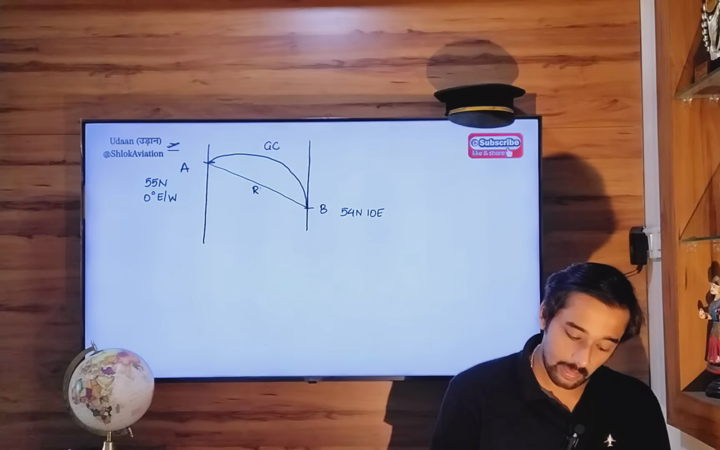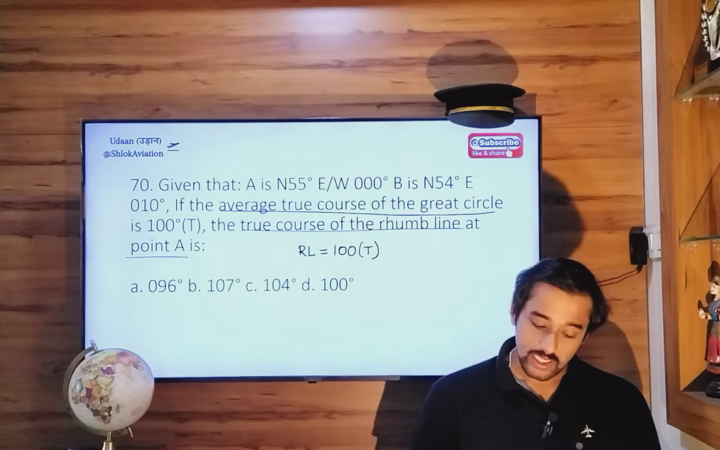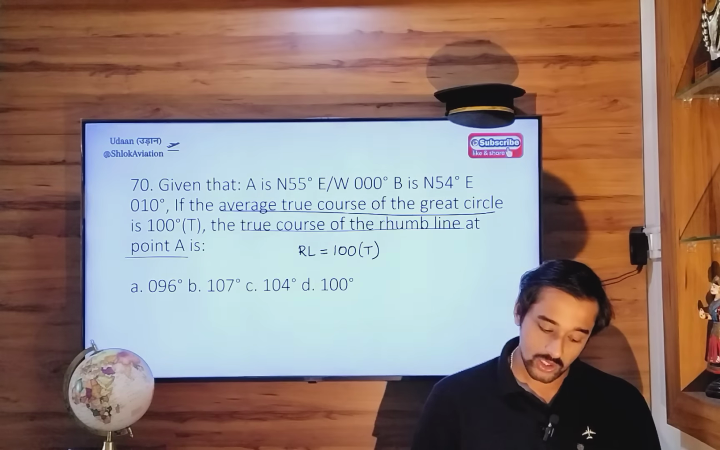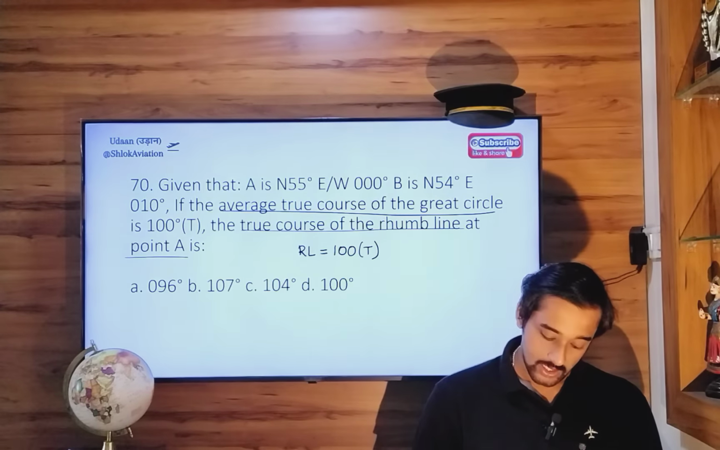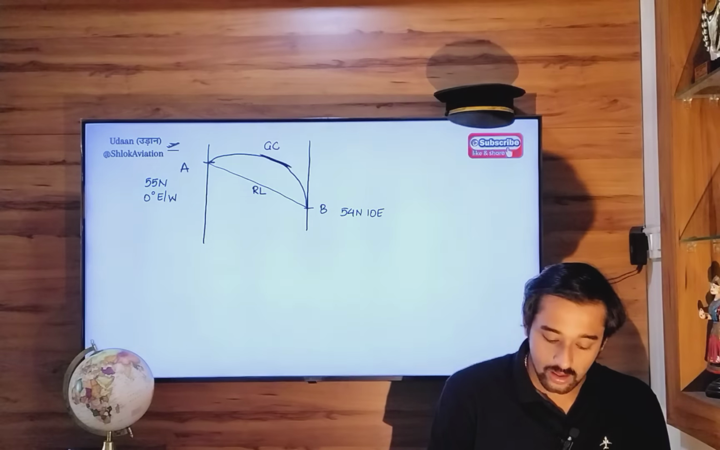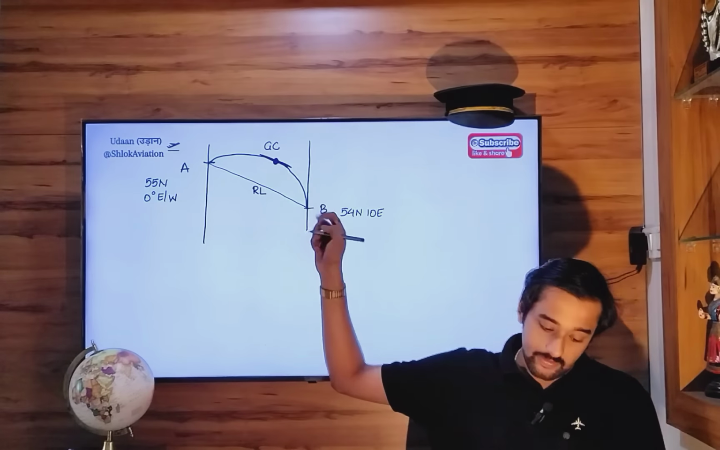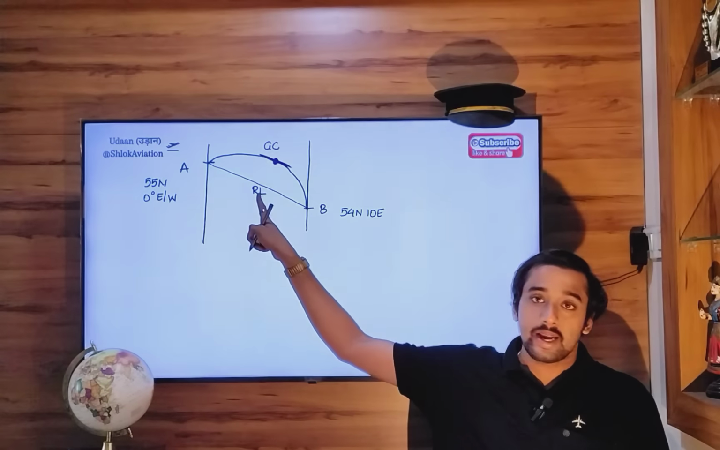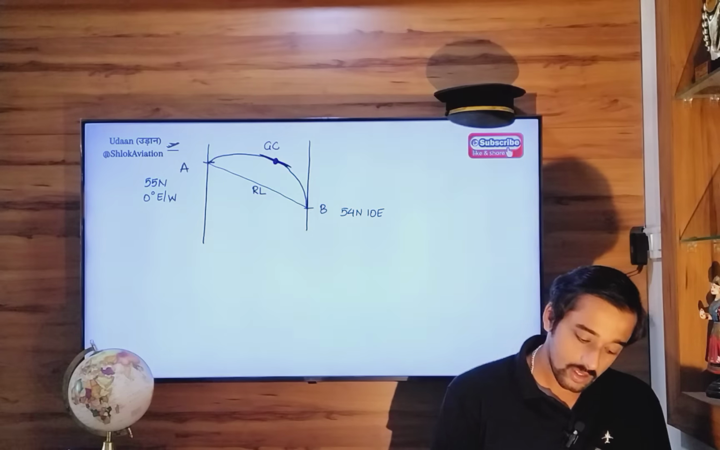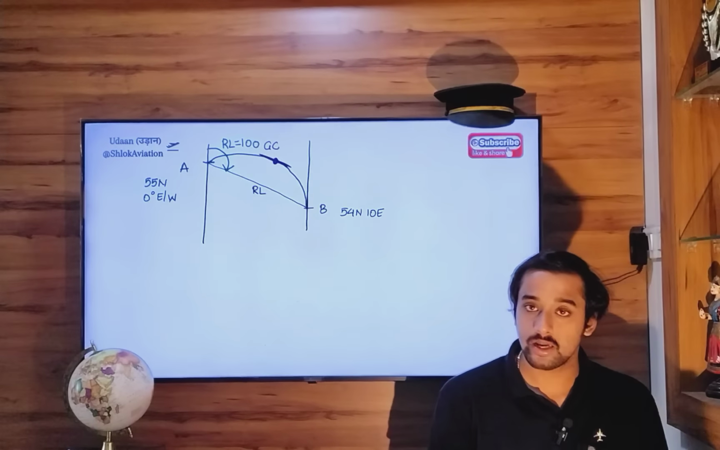This is your rhumb line. What is the course of the rhumb line at point A? Average true course of the great circle is 100. So average great circle is nothing but this. At this specific point it will be equal to your rhumb line track. So rhumb line track at A is nothing but 100, as given in the question.